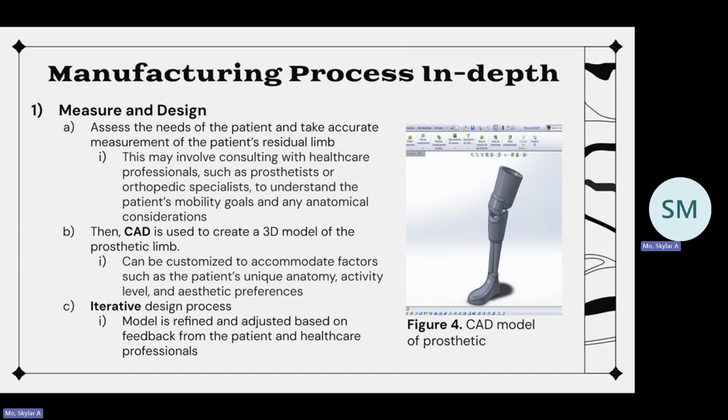Then lastly, designing a carbon fiber prosthetic is often an iterative process where the initial CAD model is refined and adjusted based on feedback from the patient and healthcare professionals. This iterative approach allows designers to fine-tune the design to achieve the best possible fit, function, and appearance.